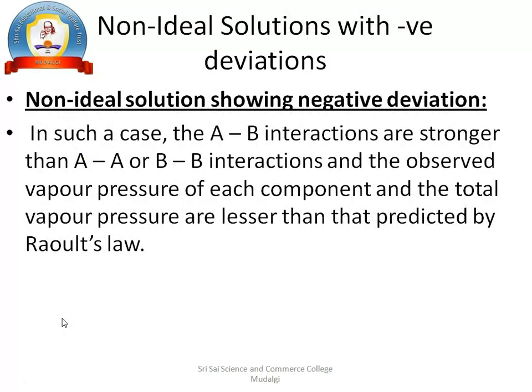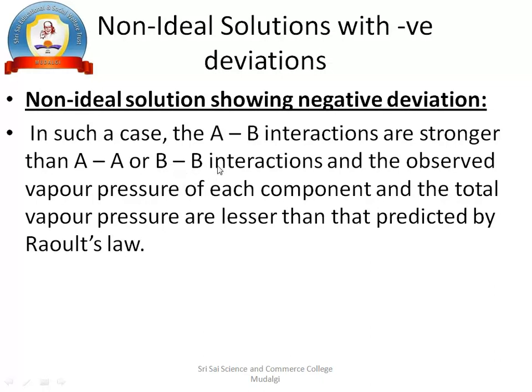Now, we'll go for the second type of non-ideal solution, that is with negative deviation. For a non-ideal solution with negative deviation, in this case, the intermolecular attraction of component AB is stronger than the individual component AA or BB interaction.